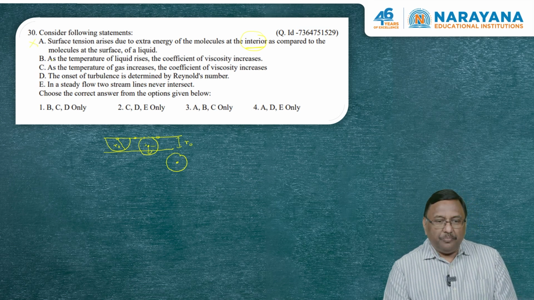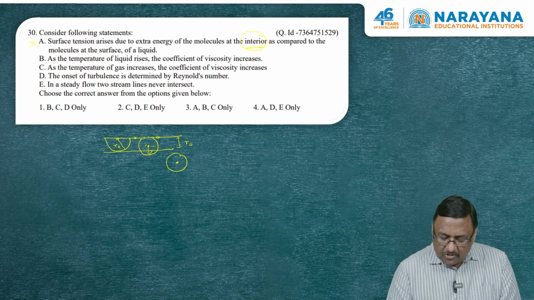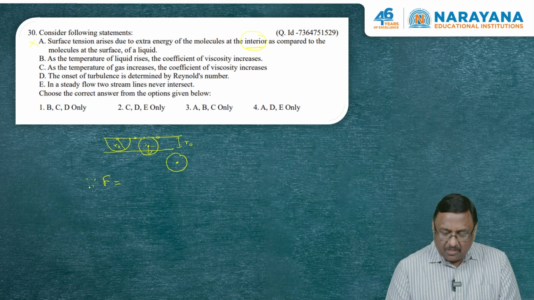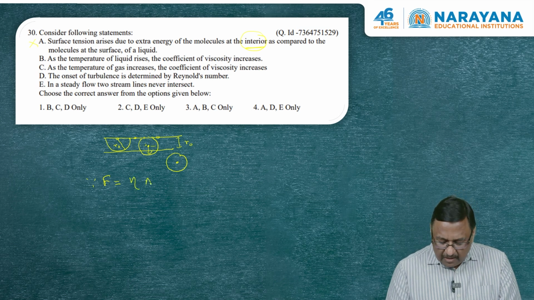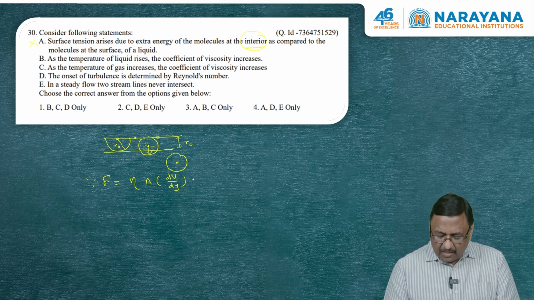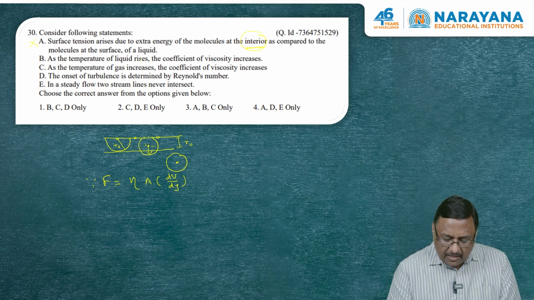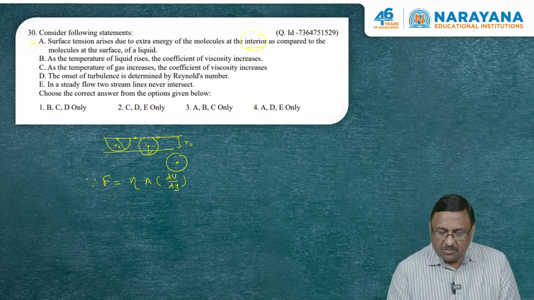If you go for option B, here we are saying as the temperature of the liquid rises, the coefficient of viscosity increases. What is the coefficient of viscosity? If you go by the viscous force, then viscous force F is equal to eta into A into velocity gradient. I'm not writing a minus sign, that depends on the sign convention you are considering. If you go in the upward direction and the velocity is decreasing, then we write a minus sign, but that is not an issue. So F is eta A into dV upon dy. Now the claim is, as the temperature of the liquid rises, the coefficient of viscosity increases.